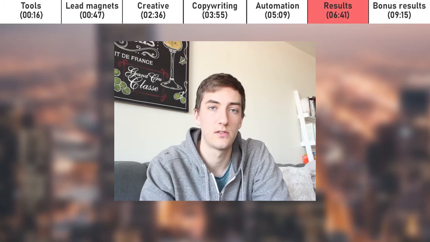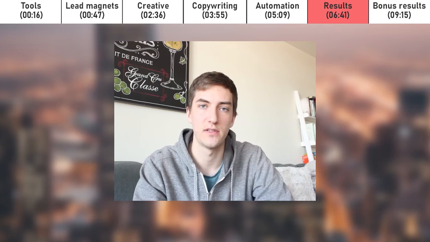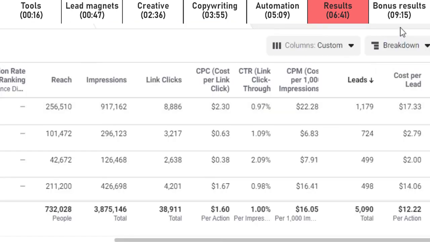So lastly, let's dive back into the Ads Manager and take a look at some of these results. So this is this particular client's ad account for the last 12 months. You can see that we generated over 5,000 total leads. That's a combination of lead generation objectives and conversion objectives optimized for leads. With an average cost per lead of $12, you can see that that varies quite a bit.